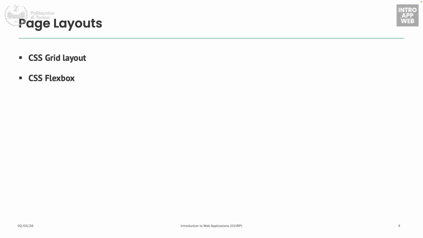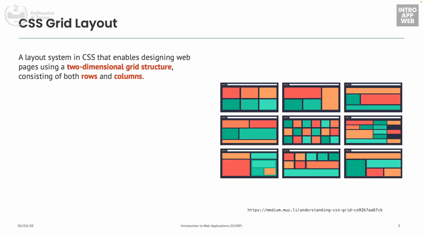Okay, so nice. Now we will talk about the page layout. So what is the layout? The way in which the elements are distributed on the screen. There is this powerful concept that is a grid layout. As you can see in the right diagram, it enables us to design web pages using a two-dimensional grid structure. So a grid, we can think of it like an Excel spreadsheet, with cells, columns and rows.